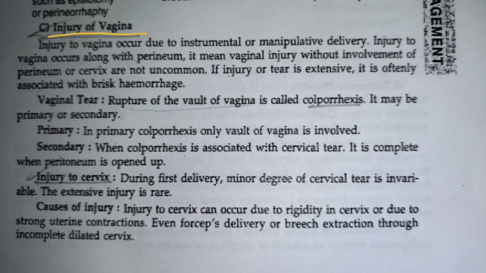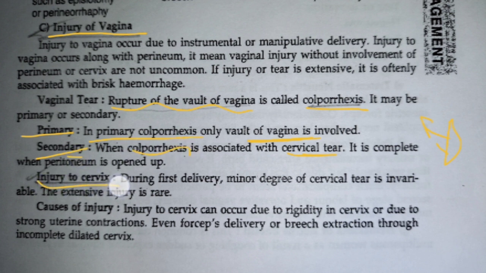Injury of the vagina and rupture of the vaginal membrane is known as colporrhexis, and this is of two types, primary and secondary. If only the vaginal layer is injured, it is primary colporrhexis. If apart from the vagina the injury has also led to the cervix, then that is secondary colporrhexis.